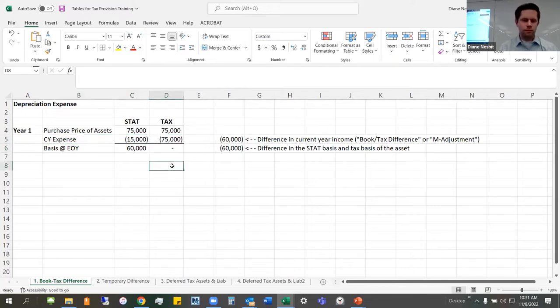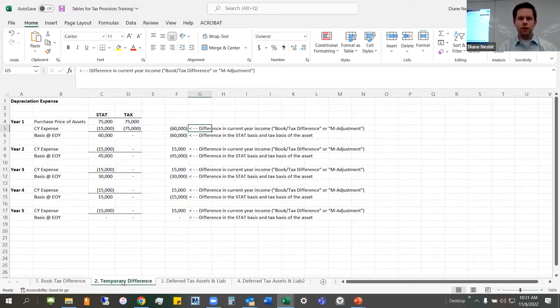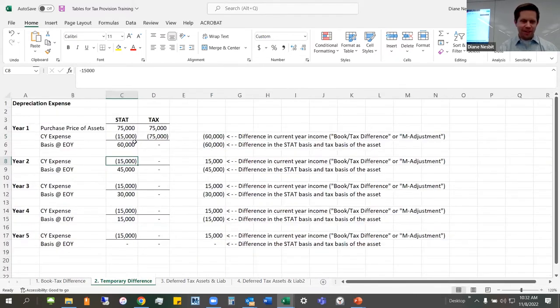And then the next slide will kind of go through the life of a asset. If you look at the future years of depreciation, like Craig was just pointing out, in the first year your difference in the basis is $60,000. So now once we've already depreciated everything for tax, then follow to my next tab. In the next year, your depreciation for your books is going to be the same, $15,000, but for tax you don't have any depreciation since it's already been depreciated.